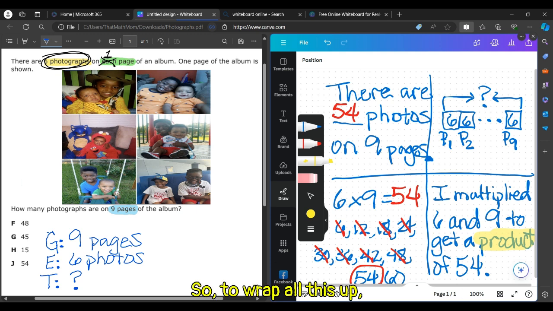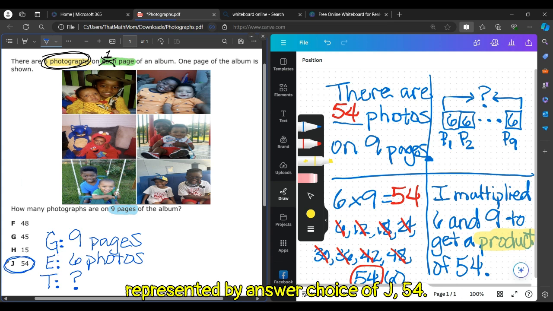So to wrap all this up, now we can go and choose our answer. In this case, our correct answer is represented by answer choice J, 54.